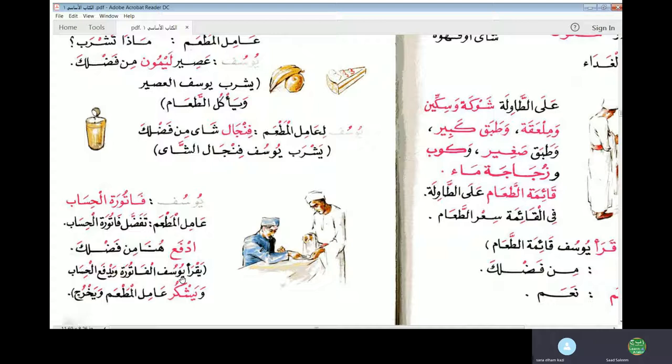Yaqra'u Yusufu al-faturata, wa yadfa'ul hisab, wa yashkuru amil al mat'am wa yakhruju. Yusuf reads the invoice of the bill, and pays the bill, and thanks the waiter, and leaves and goes out.